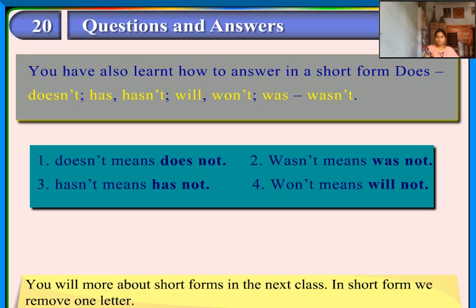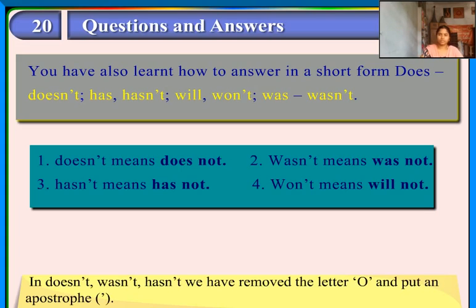In short form, we remove one letter. In doesn't, wasn't, hasn't, we have removed the letter O and put an apostrophe.